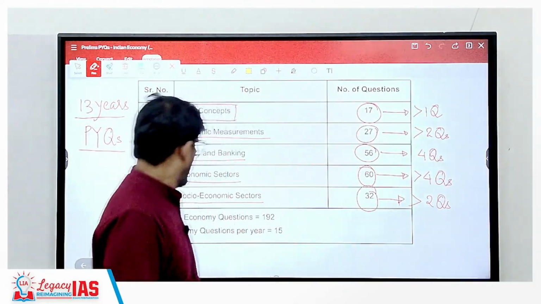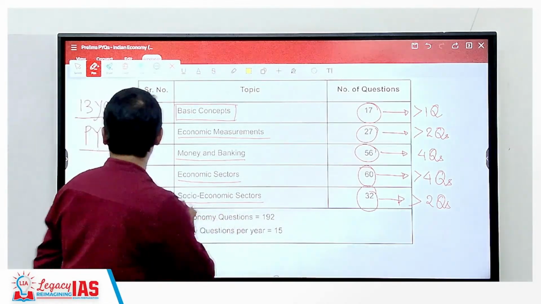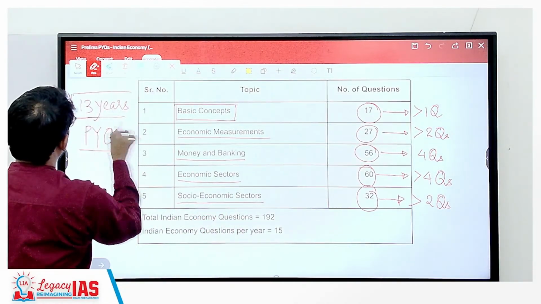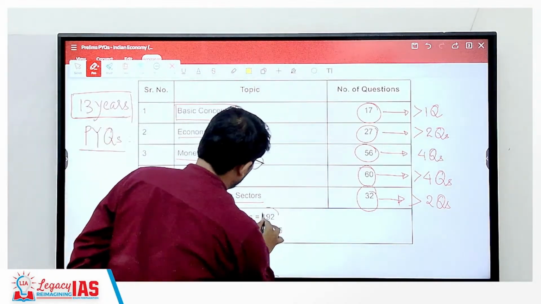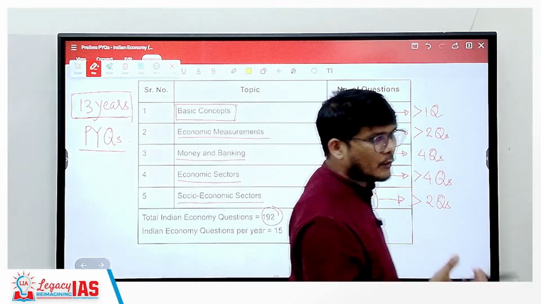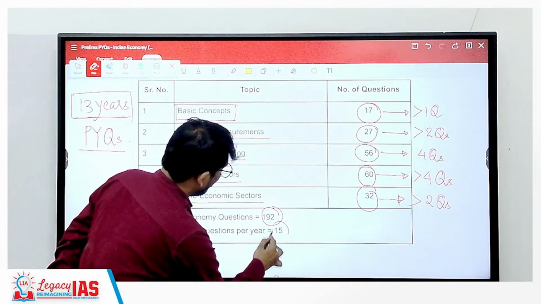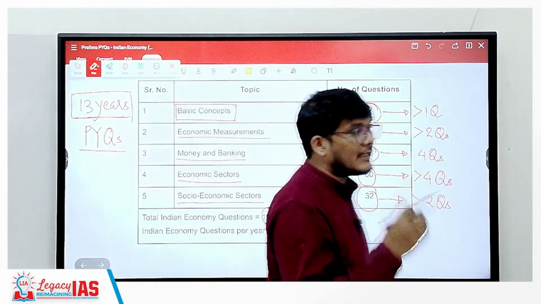Okay. So if you take a total in the last 13 years, 192 questions have been asked. 192 comes out to be 14.7 questions every year. So on an average, almost 15 questions are being asked.